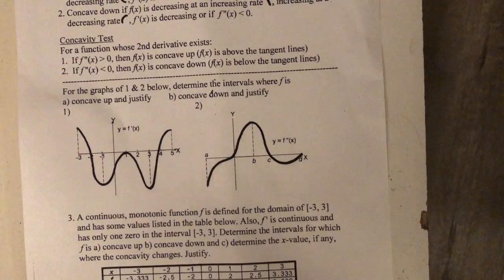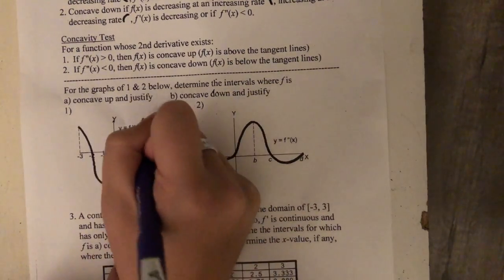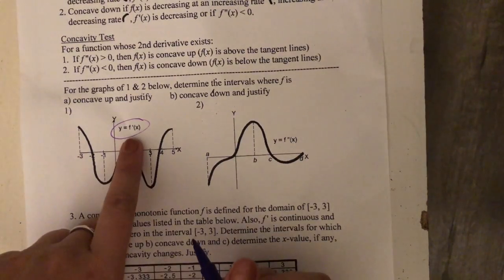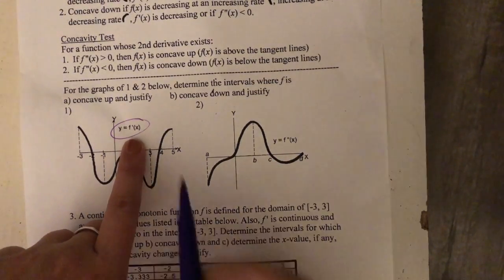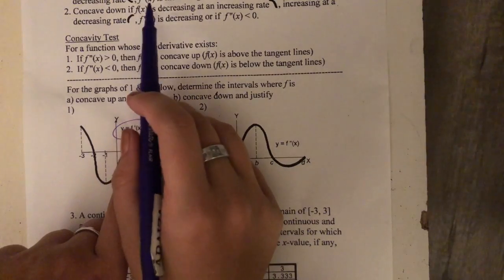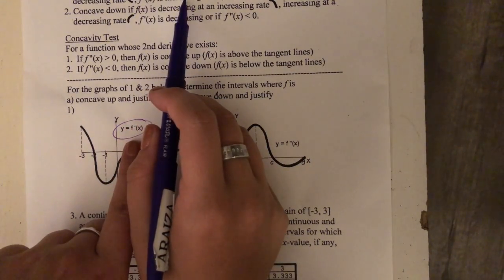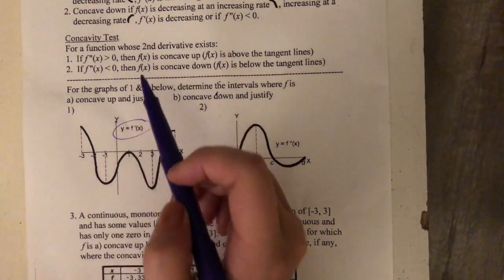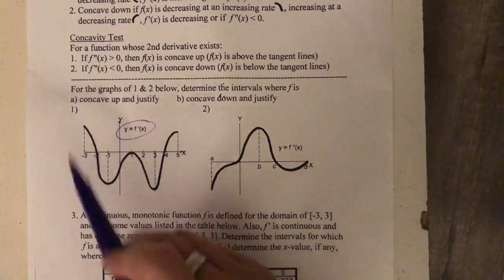It says, for the graphs of 1 and 2 below, determine the intervals where f is concave up and justify, concave down and justify. Okay, so for these problems, you want to look really carefully at what is given to you. What graph is given to you? We are being given the derivative. So I want to think about, okay, the derivative, I'm looking for concave up when the derivative is increasing. So I want to look for all the places where this graph is increasing.